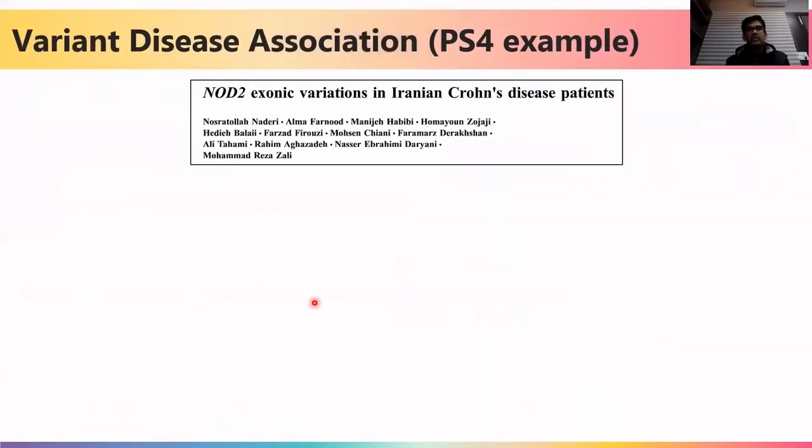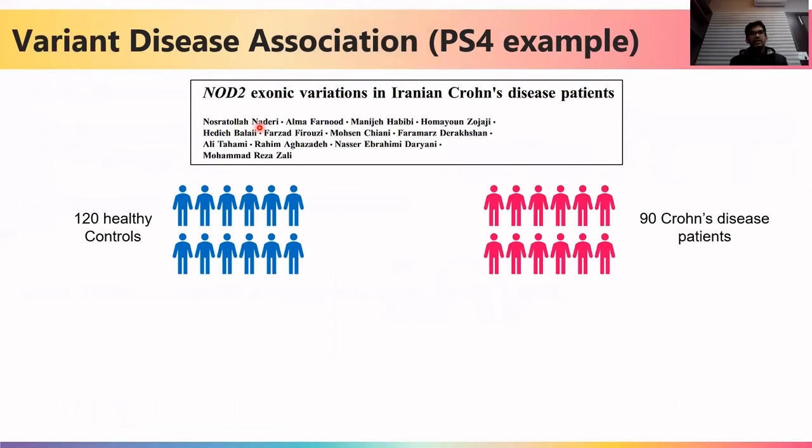Let's look at one of the examples of PS4. In one of the Iranian Crohn's disease patient cohorts, we'll look at the NOD2 exonic variants studied by Naderi et al. In this, what they did, they took 120 healthy controls and 90 Crohn's disease patients, and they genotyped 21 of the NOD2 variants.